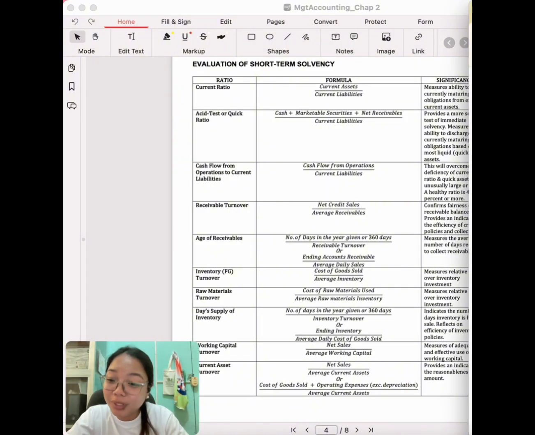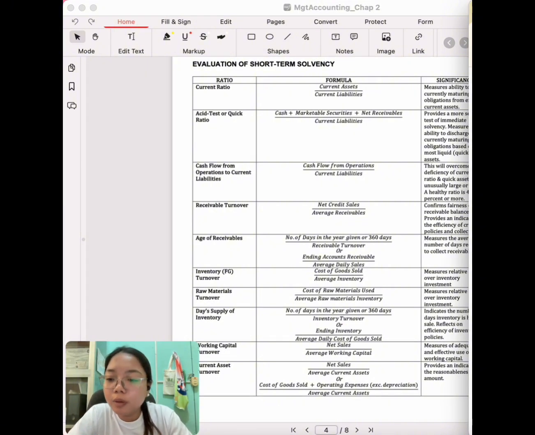A grocery store and a furniture store will naturally have very different inventory turnover patterns. Kasi, syempre, ang grocery store, araw-araw may kita yan, di ba? But a furniture store, wala silang kita like everyday. Pero, mas malaki naman yung, once na na-collect nila yung pera or na tanggap nila yung pera from their customer, mas malaki siya compared sa isang grocery store. So, nakadepende pa rin yun sa business. Okay, next we have raw materials turnover.